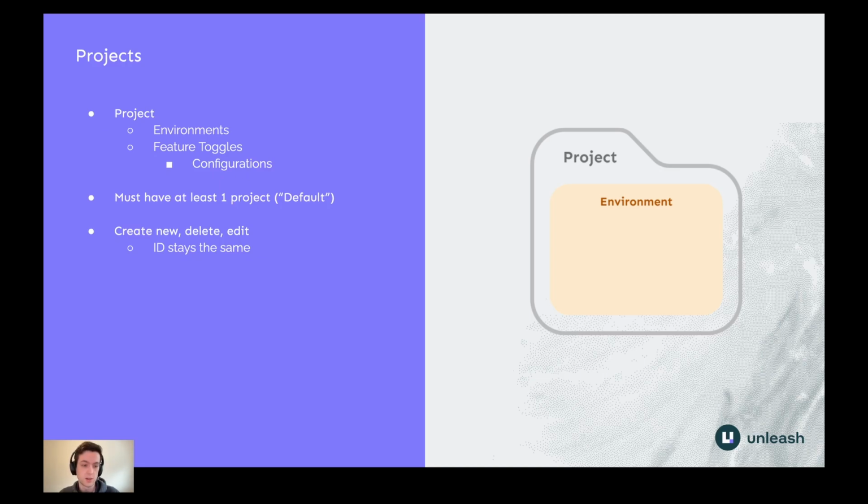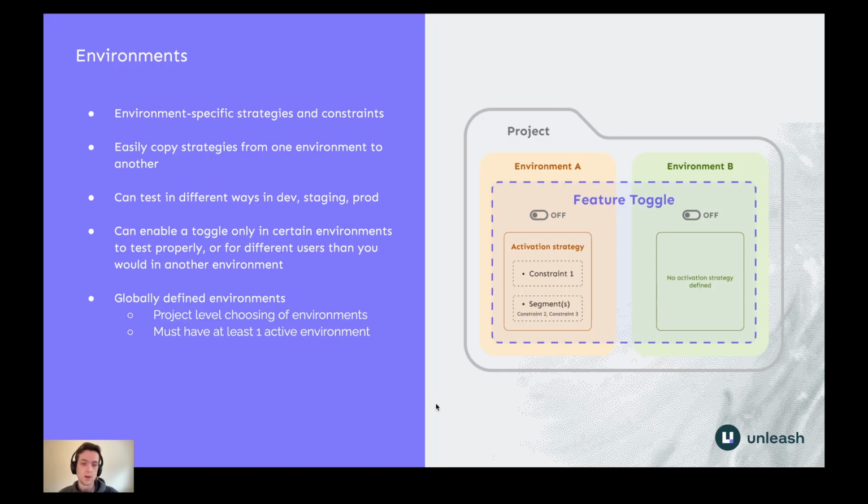And you can create in Enterprise as many new projects as you want, and you're able to edit any of the information about them. The only thing is that the ID stays the same. You can have in Unleash Enterprise as many environments as you want. Within each project, you'll see all the environments that are enabled for that project. And you can easily copy strategies between environments within that same project for that feature toggle.